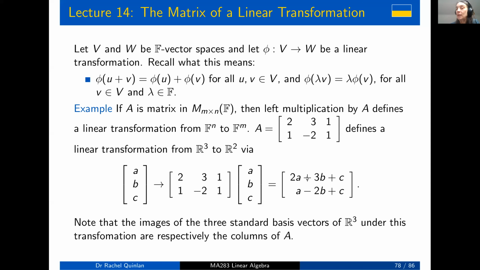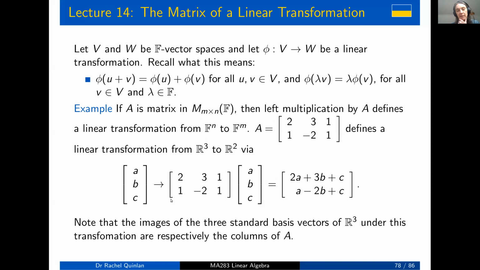And of course, the entries of that we can easily write down, and naturally they depend on a, b, and c. We get 2a plus 3b plus c in the first entry and a minus 2b plus c in the second. And you can check easily, using the fact that matrix multiplication and matrix addition satisfy the usual distributive properties and so on, that this is indeed a linear transformation.